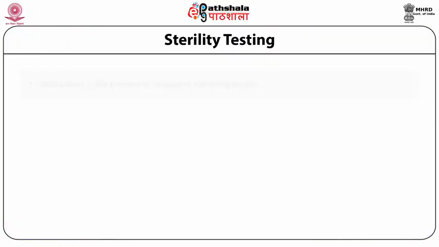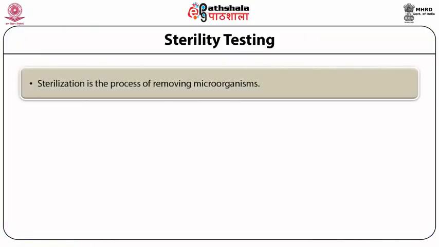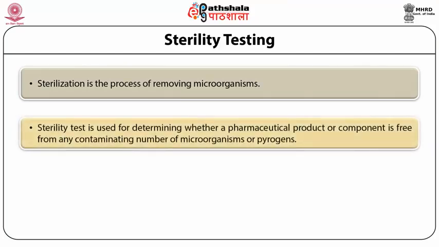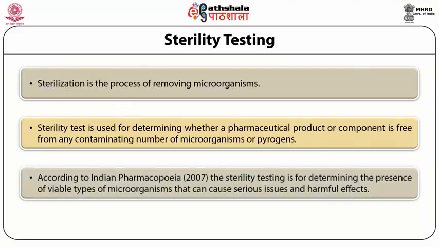Sterility testing. Sterilization is the process of removing microorganisms. The sterility test is used for determining whether a pharmaceutical product or component is free from any contaminating microorganisms or pyrogens. According to the Indian Pharmacopoeia 2007, sterility testing is for determining the presence of viable microorganisms that can cause serious issues and harmful effects.